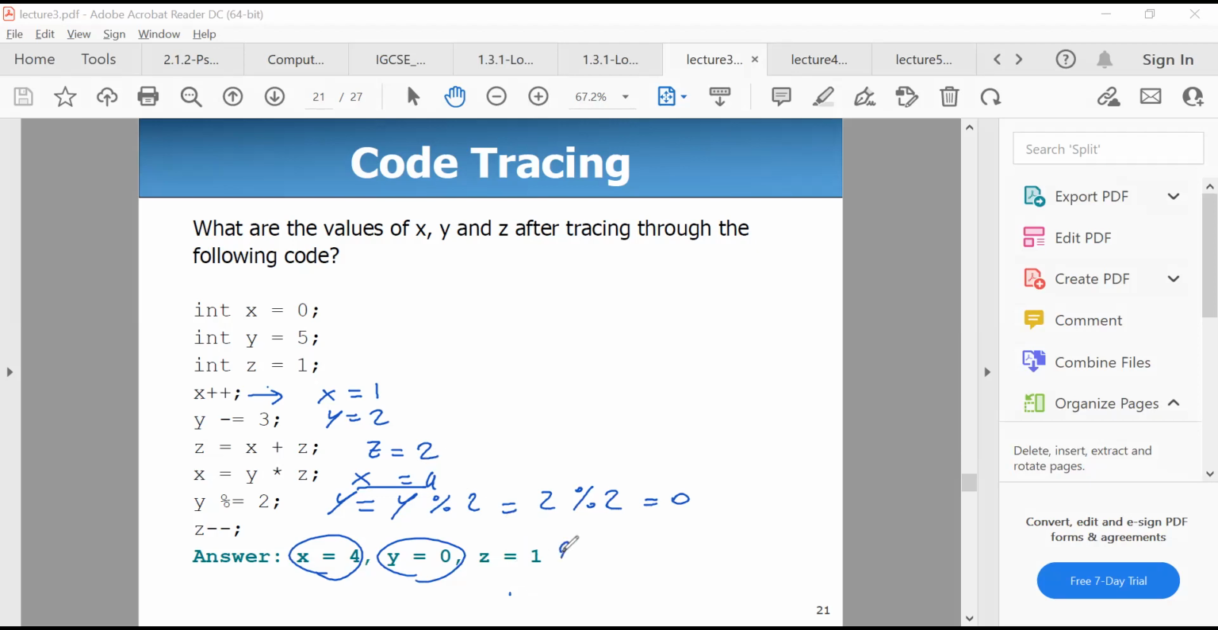So here the question mark. Because z minus minus, the last line is z minus minus, we forgot to do it. Yeah, okay, perfect. Then it works.